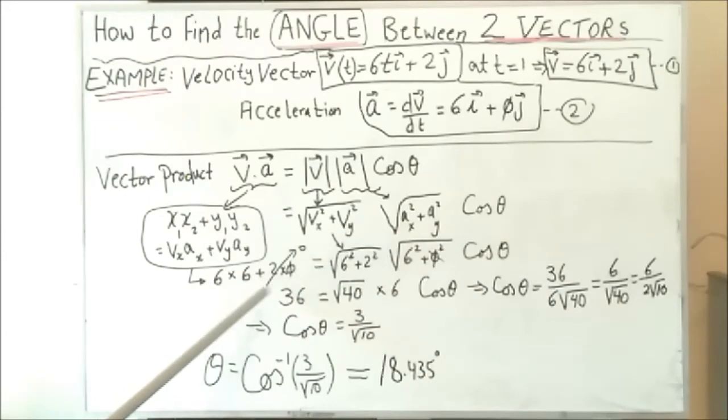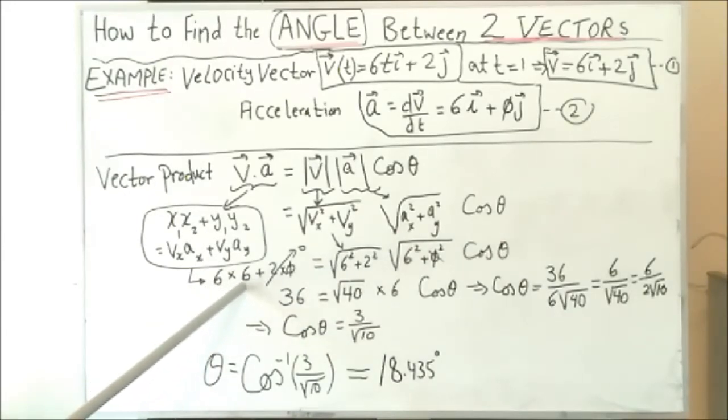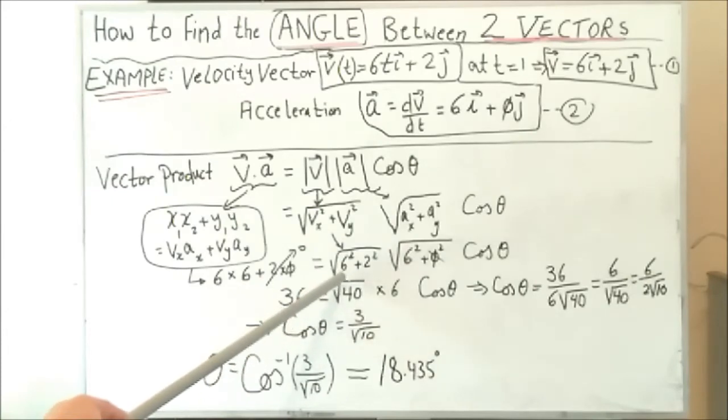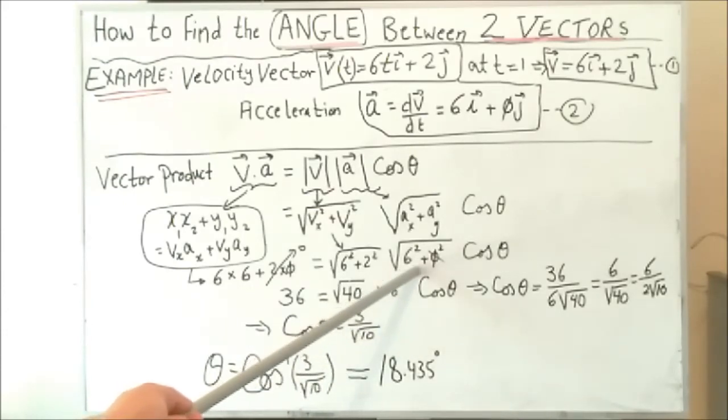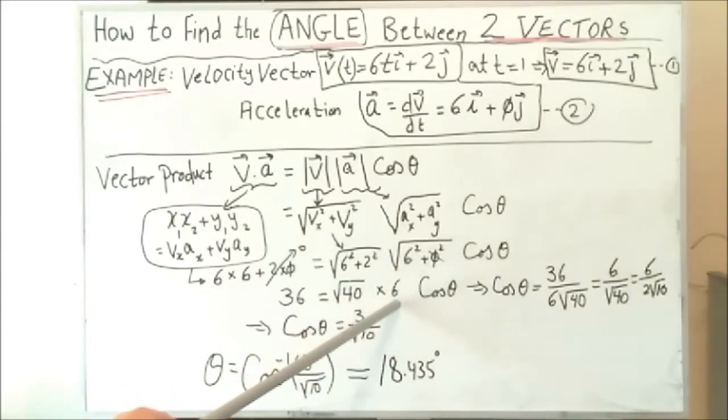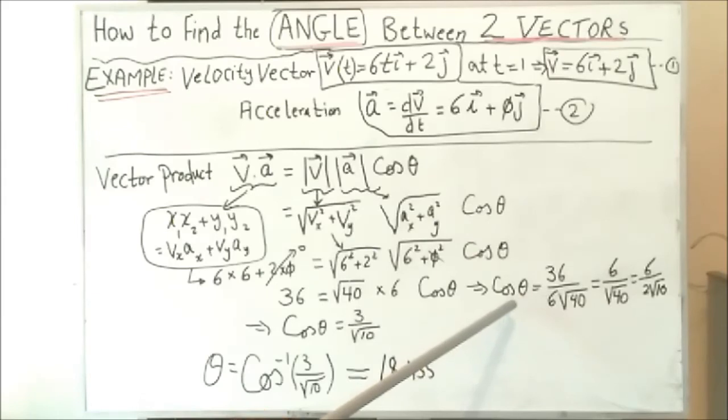We simplify. Left hand side is 6 times 6, 36. This is 0, equals the square root of 6 squared, 36, plus 4, so 40, times the square root of 6 squared, which gives you 6, cos theta. We need to find cos theta, so for simplification, divide by 6 root 40. So we get cos theta equals 36 divided by 6 root 40.